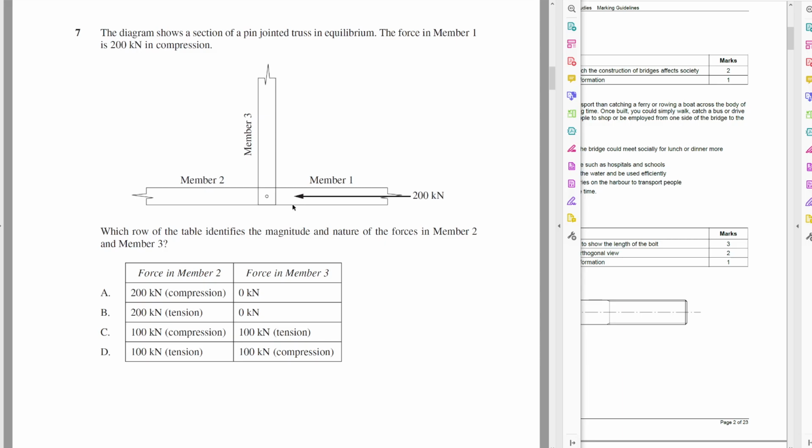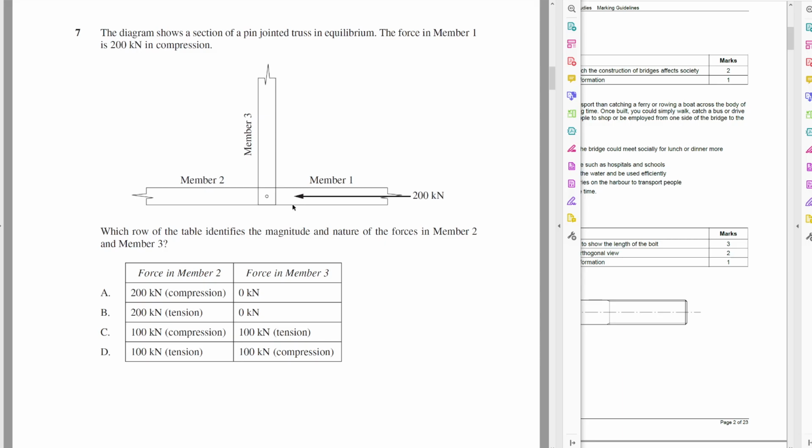In this particular case, they've made it easy for us by making them horizontal and vertical, which makes it easy to talk about. We can see that member 1 has a horizontal component. Member 3 can't take a horizontal component, so the entirety of that horizontal component is going to have to be taken by member 2. If member 3 has any vertical component whatsoever, it's going to push out, and neither member 1 nor 2 can resist that moment, therefore it must be 0.